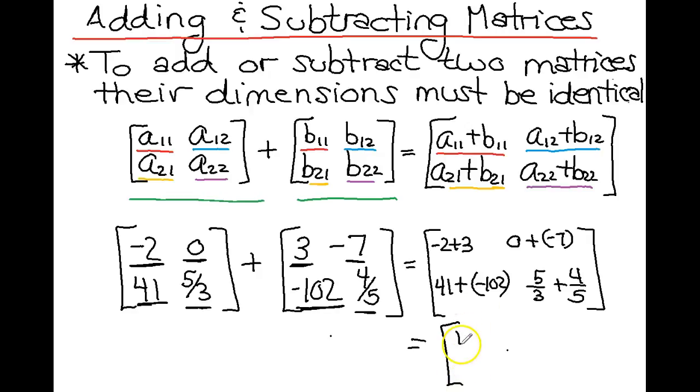So I would get a 1 in the first position. When I do this, I get a -7. When I do this, I know it's going to be a negative number, so it's going to end up being a -61. And when I do this, I would have to find a common denominator, so I'm going to get 25 plus 12 is 37/15. Okay, the elements in your matrix do not have to be whole numbers. They can be fractions, they can be decimals. You're going to treat them just like any other numbers that you add or subtract.